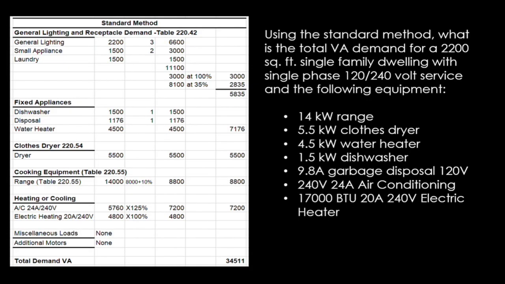All right, let's take a look at the solution here. All right, so using the standard method, what's the total volt amp demand for a 2,200 square foot single family dwelling with single phase 120/240 volt service and the following equipment? The 14 kilowatt range, a 5,500 watt clothes dryer, a 4,500 watt water heater, a 1,500 watt dishwasher, a 9.8 amp garbage disposal operating 120 volts, and 240 volt 24 amp air conditioner. And then a 20 amp 240 volt electric heater. By the way, it's got 17,000 BTUs.